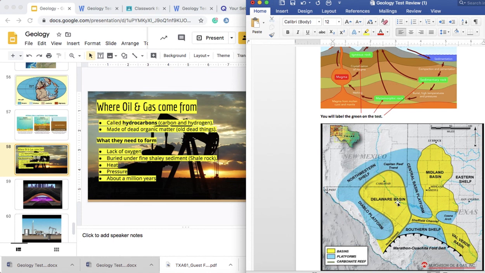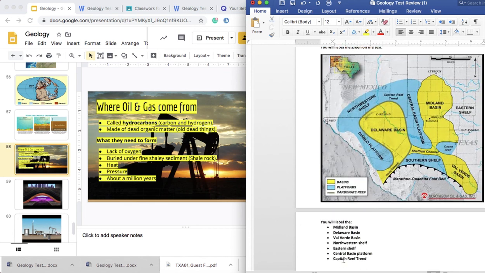So Midland Basin, Delaware Basin, Val Verde, Eastern Northwestern Shelf, and El Capitan Trend, and then finally the Central Basin Platform. So only those 7 things you'll have to label. Other than that, that's it.